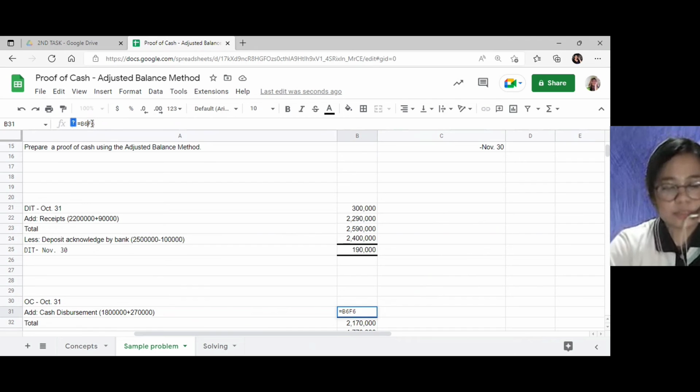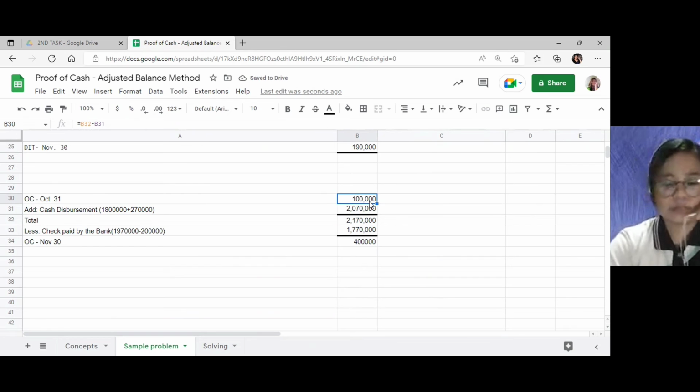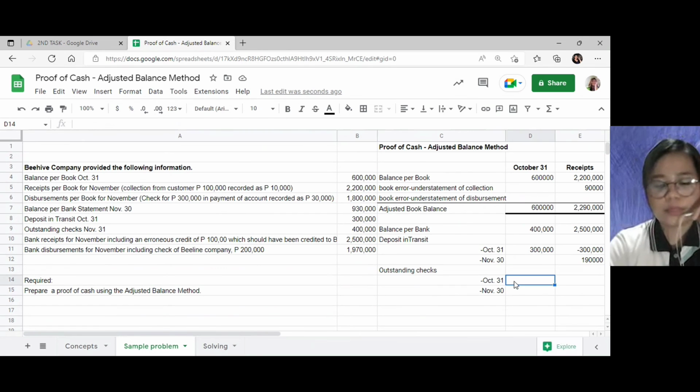So let's try to plot it here. So this is an outstanding check. So i-deduct natin siya from October 31 balance. Now, anong effect nito? Asan siya mag-e-effect? Sa may disbursement ba o sa may receipts? So, 'di ba, ang mangyayari, itong ating outstanding check na October 31, most probably magre-reflect ito siya sa bangko.